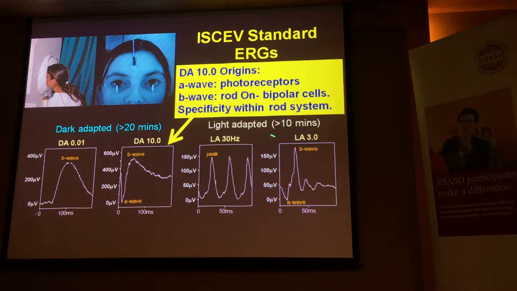But we test the cones specifically by light adapting the patient. So we turn on a background light here in the Ganzfeld. We then flash a light at 30 times a second. Now the temporal resolution of the rods is poor.